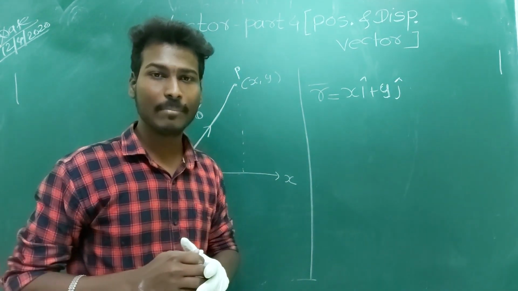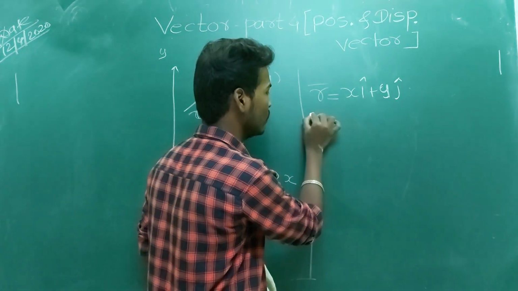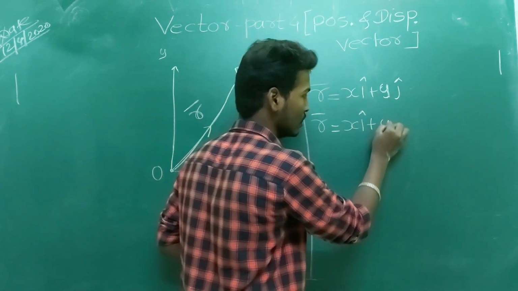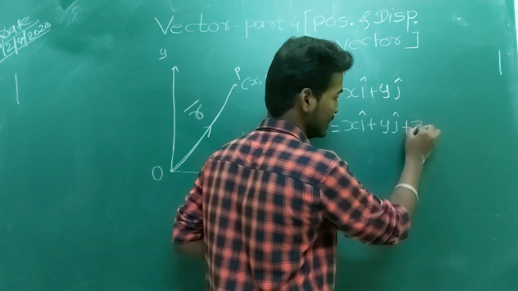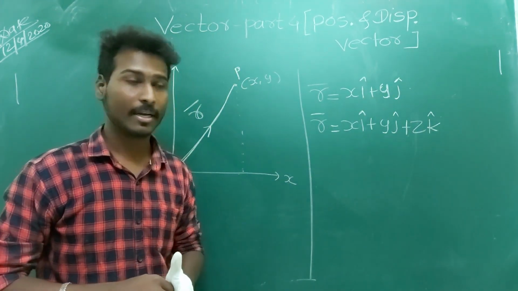If you have a three-dimensional structure, that means a three-dimensional plane x, y, z, then you have to give your position vector r bar as x i cap plus y j cap plus z k cap. I am sure you have got the idea.